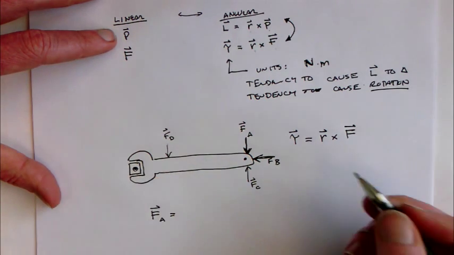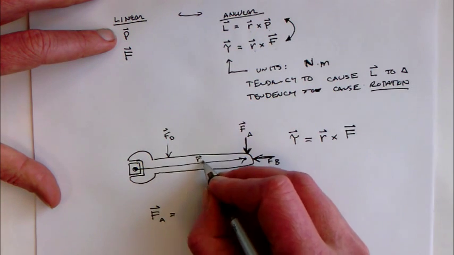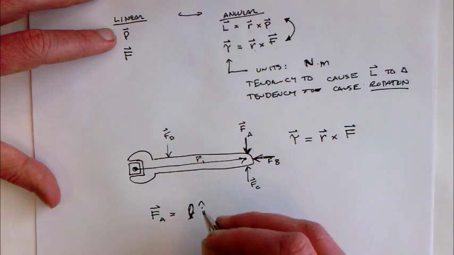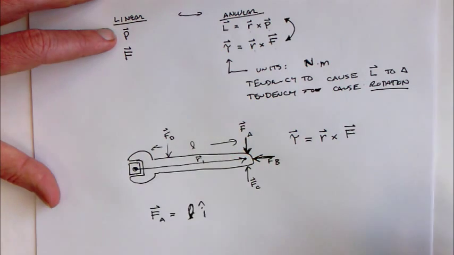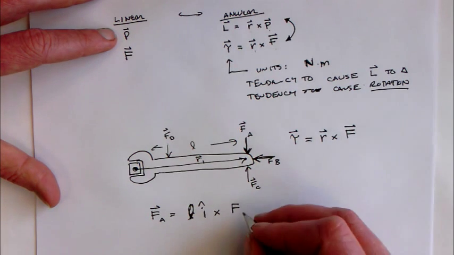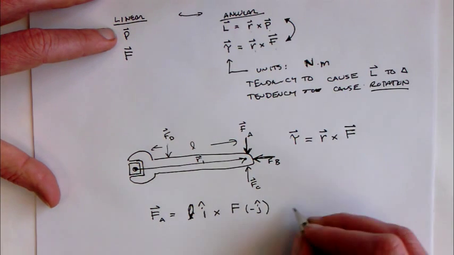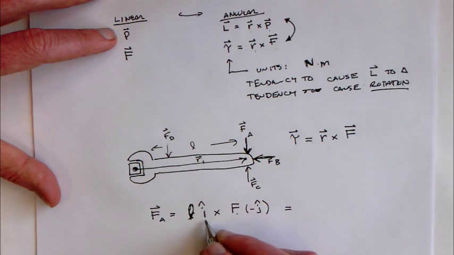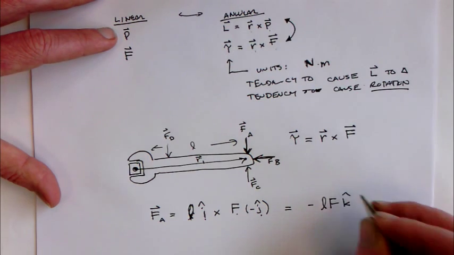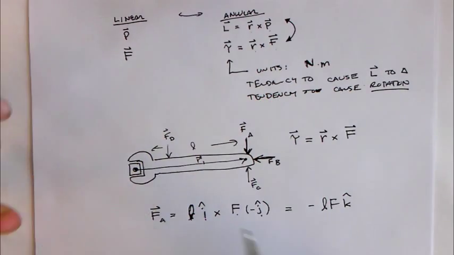So force A, well, if I'm calculating the torque about this bolt, the position that it's going to be applied at is R1. So I'm going to say that's L in the i hat direction, right? This is L long. And the force is whatever the value of the force is in the negative j hat direction. So my torque in this case is going to be L times F, i hat cross negative j hat, so minus L F k hat. So for case A, the torque is into the page, and it has a magnitude of L times F.